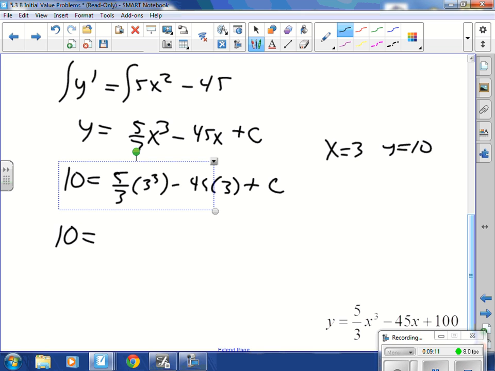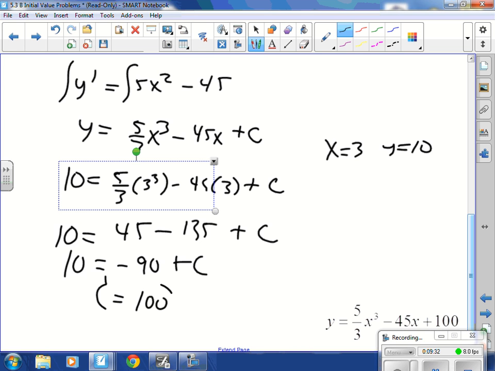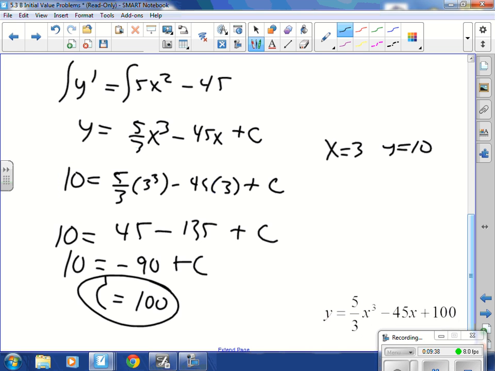27/3 would be 9. 9 times 5 is 45. 45 times 3 is 135. So minus 135 plus C. 10 has to equal negative 90 plus C. C turns out to be 100. And then on the test it's going to be 105.